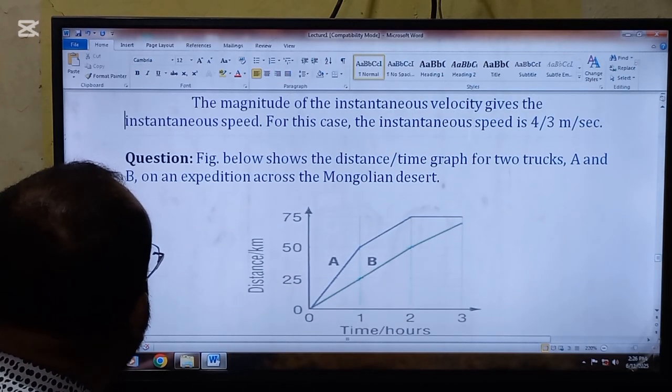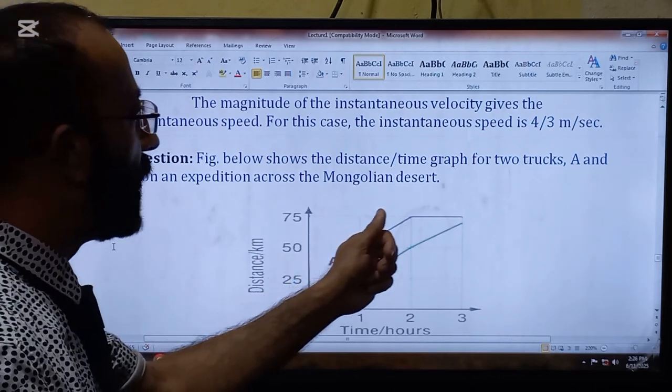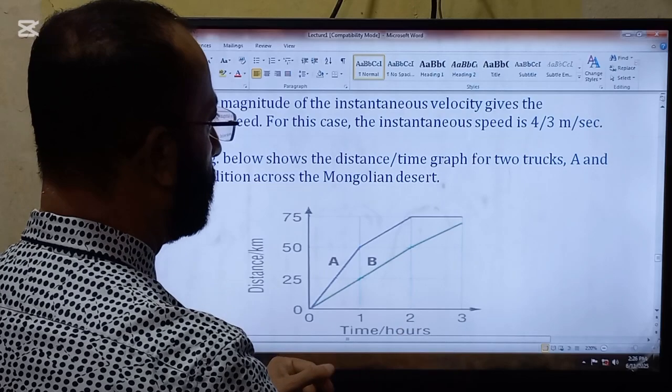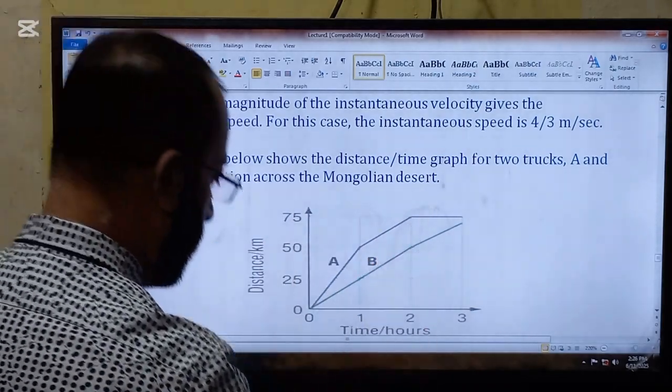Okay, here comes another question. The figure below shows the distance-time graph for two trucks, truck A and truck B, on an expedition across the Mongolian desert.